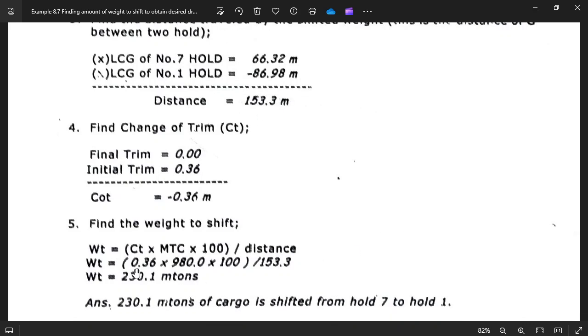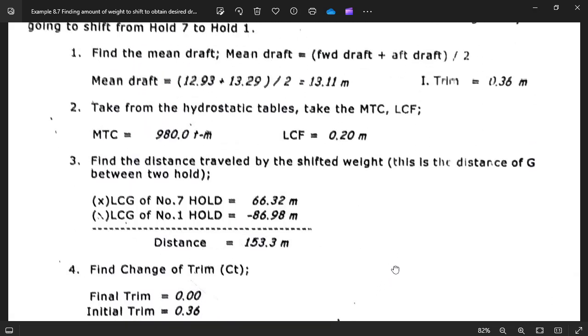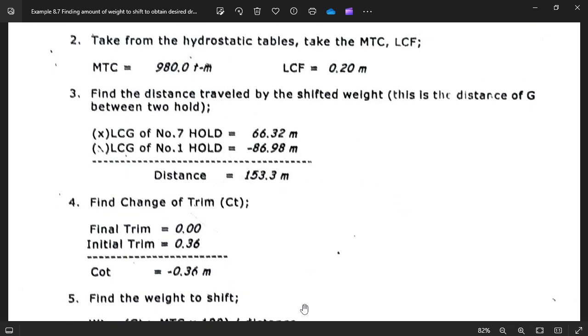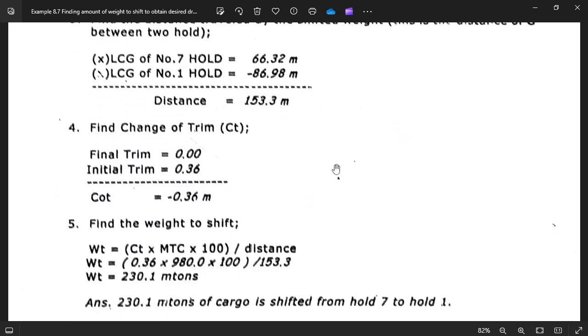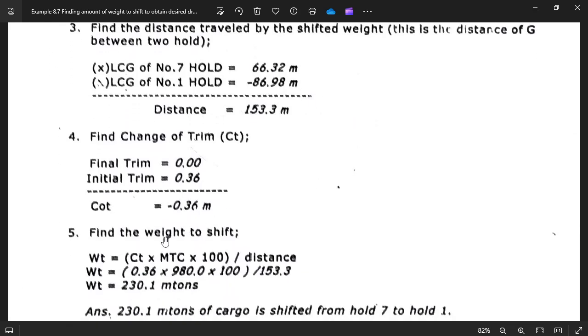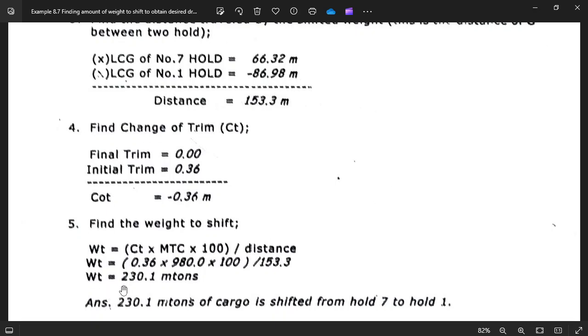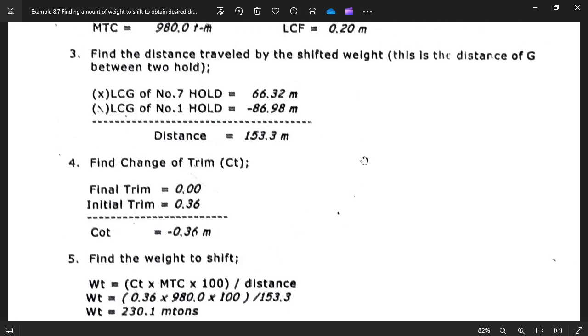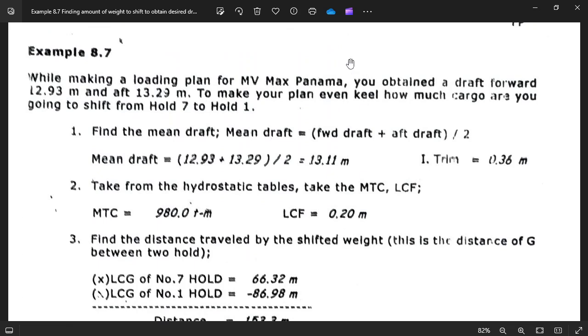So weight equals change of trim, which is 0.36, times your MTC of 980, times 100 over the distance of 153.3. And your weight will be 230.1 metric tons. This will be the weight of 230 tons.